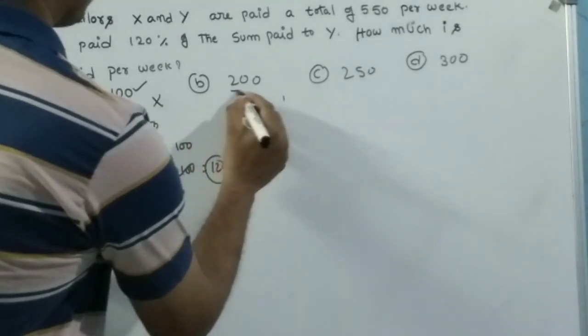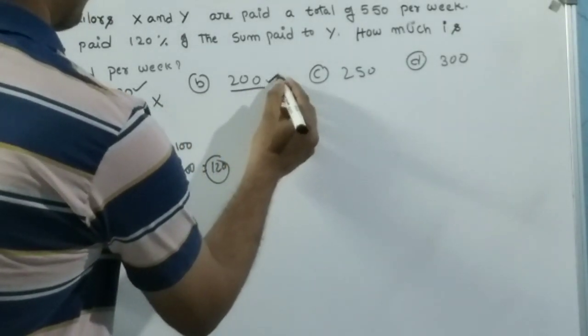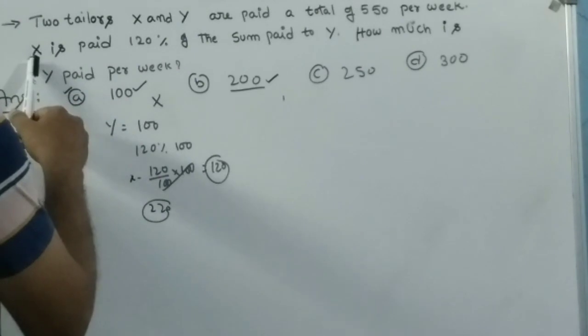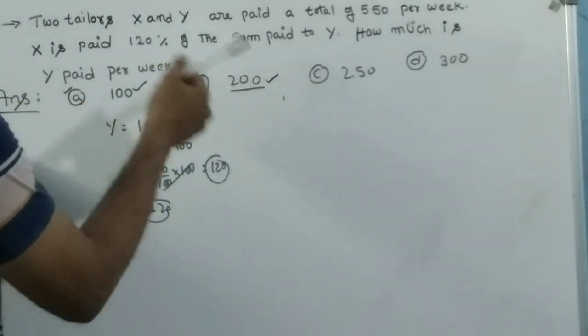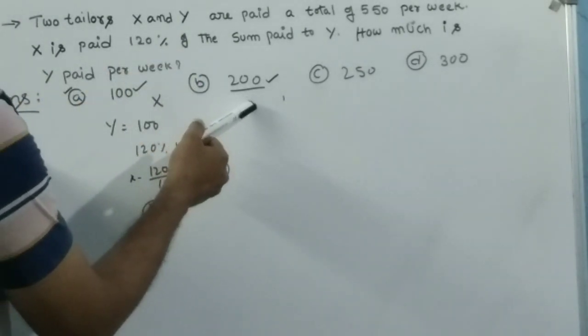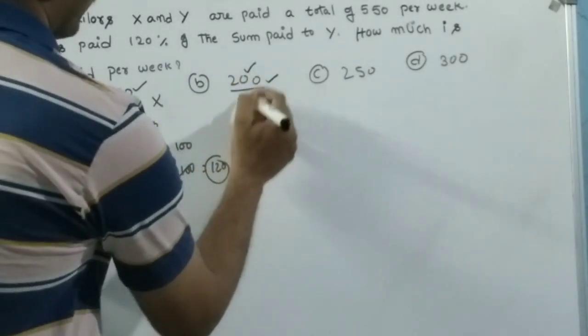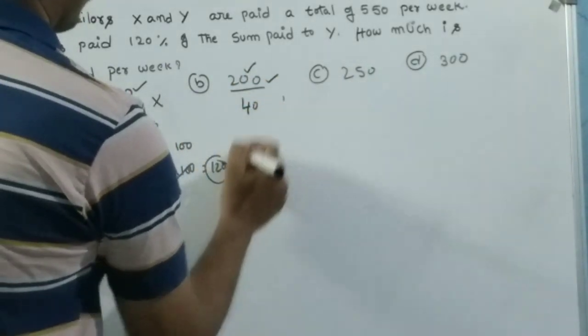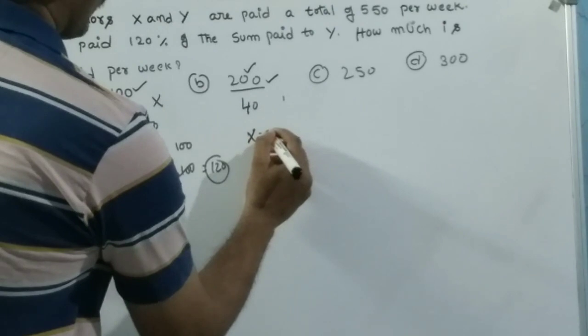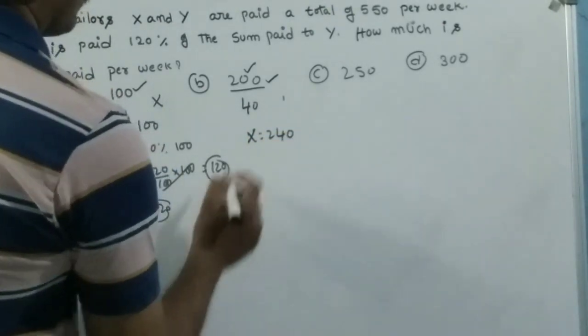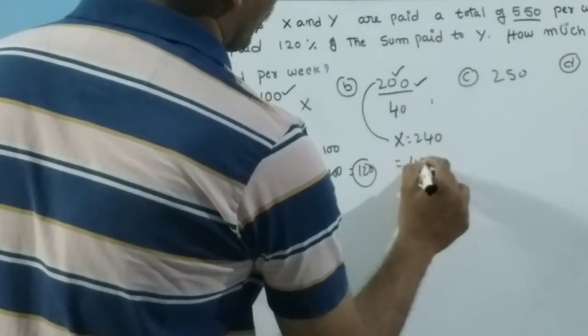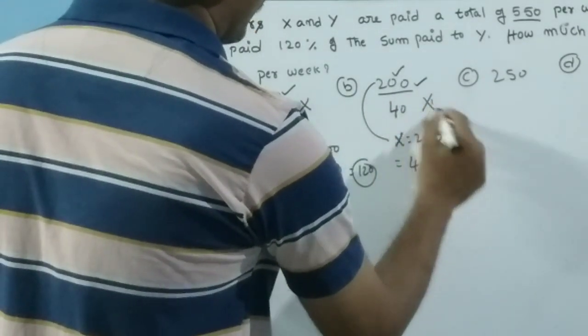Suppose Y equal to 200. But X is paid 20% more than Y. Then 20% how much? 40. Then X equal to 240. But the total has to be 550. This total is how much? 440. So this is also not correct.